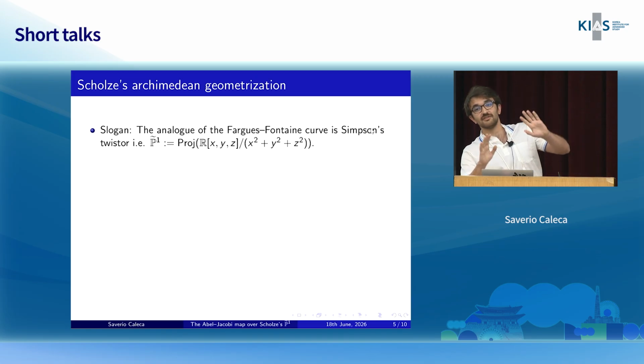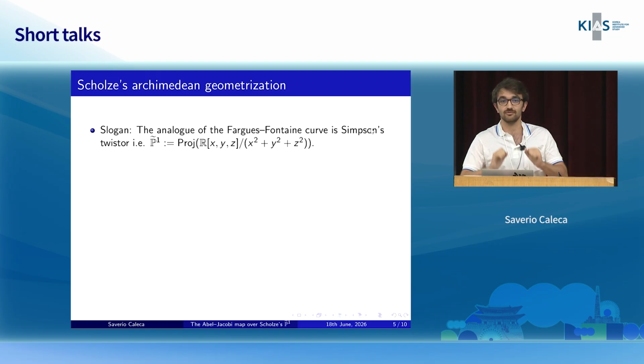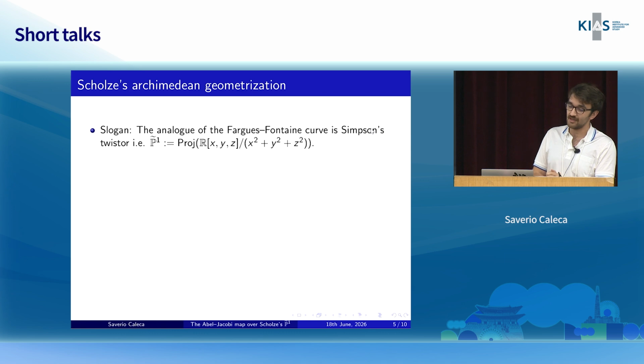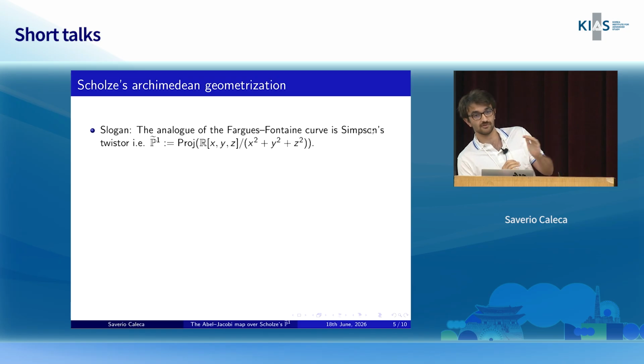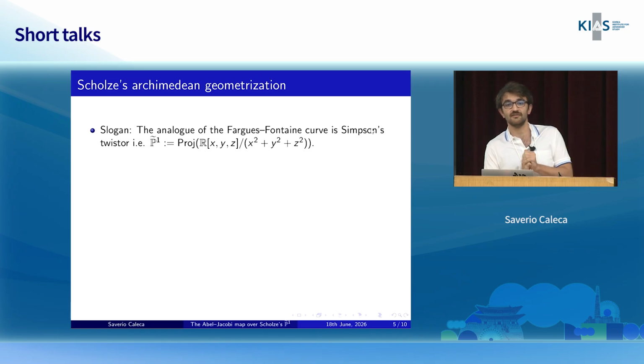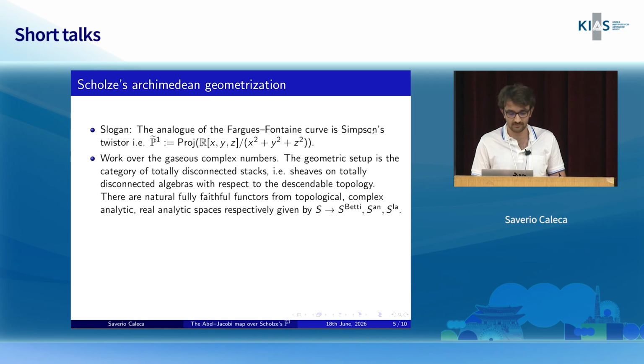So let's switch context, and okay, maybe this is not familiar to everybody, but don't be afraid, I'm going to say what we need. So the first slogan which you need to remember is that the analog over the real numbers of the Fargues-Fontaine curve is the Simpson twistor, which is the only non-trivial Brauer-Severi variety over the real numbers. This is the project description.